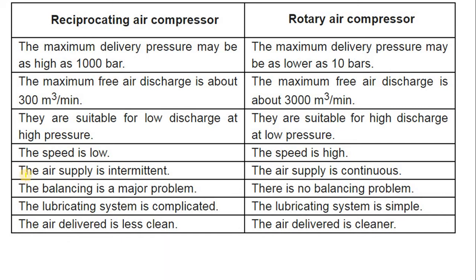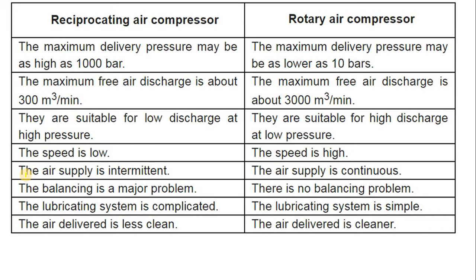Next is that the air supply is intermittent. There is no continuous air supply in the case of the reciprocating air compressor, because the piston moves continuously from TDC to BDC. So the air supply is not continuous. But in the case of the rotary compressor, no pistons are used, so the air supply is continuous.